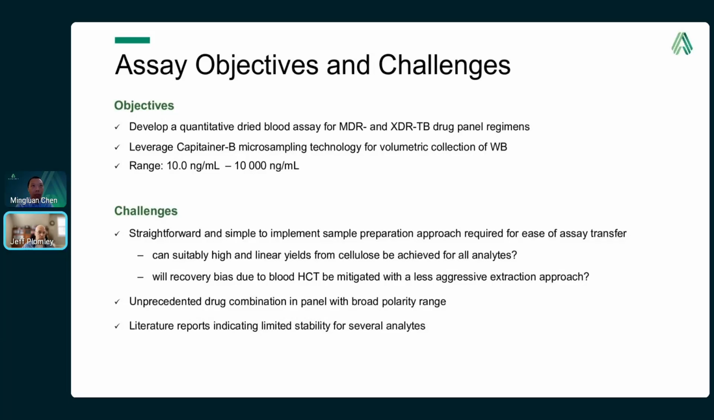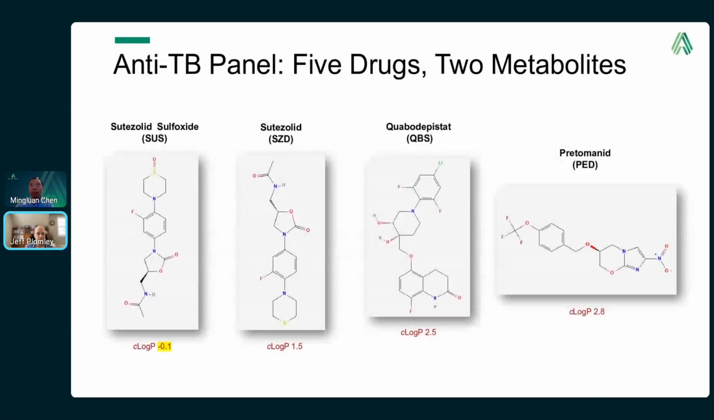And so one of the questions, of course, is can suitably high and linear yields from cellulose be achieved for all of the analytes in the panel? And will recovery biases due to blood hematocrit be mitigated with a less aggressive extraction approach? Homogenization is not an option here. We're dealing with an unprecedented drug combination in the panel with a very large polarity range, and literature reports indicated limited stability for several analytes.